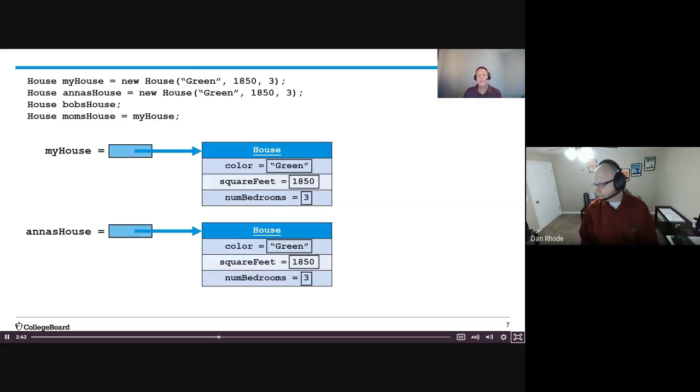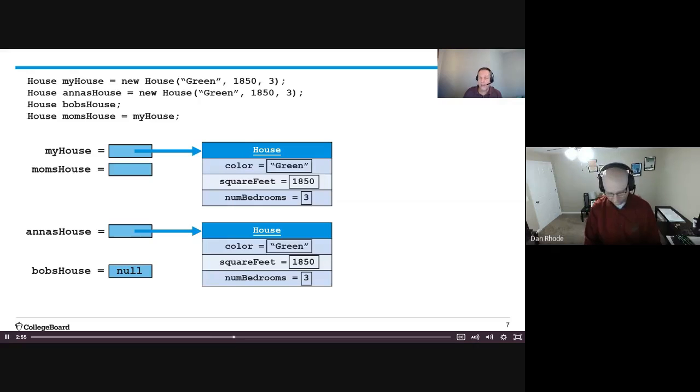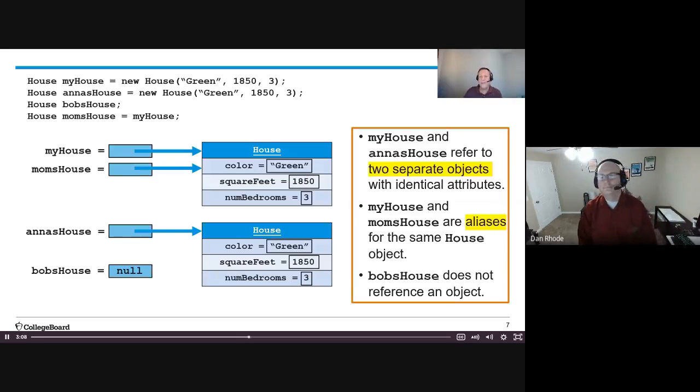Anna's house contains the address of this object that it just created, with identical color, square feet, and number of bedrooms, but it is a separate house. Bob's house, we didn't do anything with it, so it's null right now. But then mom's house contains the same address that my house refers to. So my house and mom's house refer to the same singular house object. So what we have here is that my house and Anna's house refer to 2 separate objects with identical attributes.